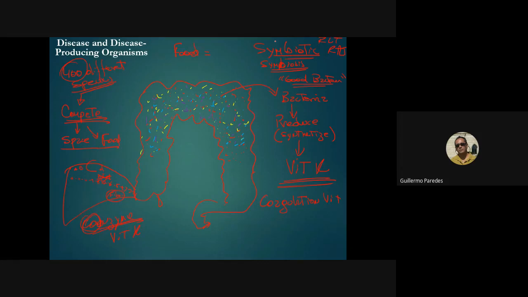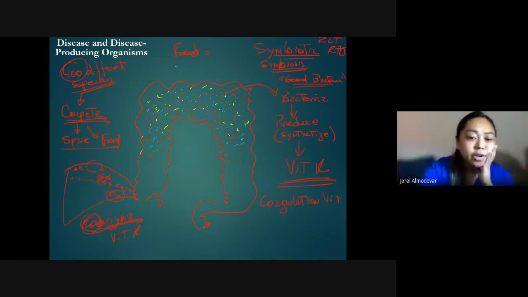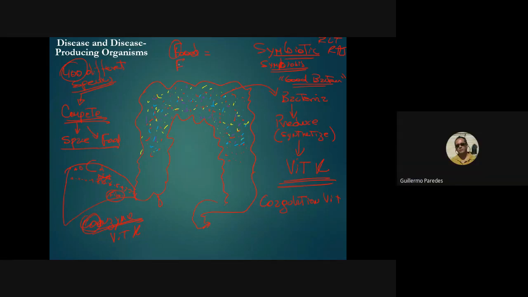What is the food of these bacteria? Fiber. And what is fiber? Cellulose. And what is cellulose? A carbohydrate. What kind of carbohydrate? A polysaccharide. That is not new. So that's why we have a lot of material to go over. This is something that we must know already.